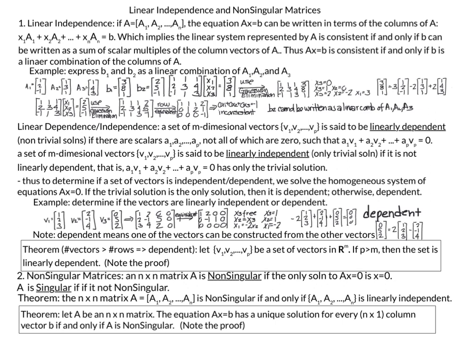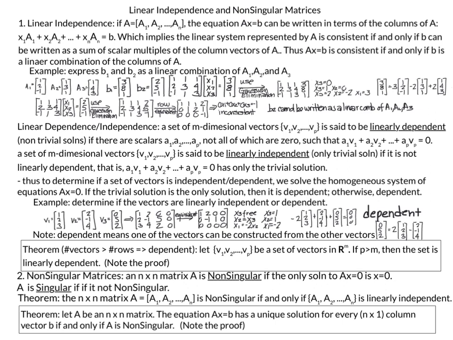In other words, if the vector x is equal to x1, x2, x3 up to xn, then we can multiply each component of x by the corresponding column of A: x1 times A1, plus x2 times A2, plus up to xn times An, equals b. This implies that the linear system represented by A is consistent if and only if b can be written as a sum of scalar multiples of the column vectors of A. The scalars multiplying each column vector are the scalars in the vector x.